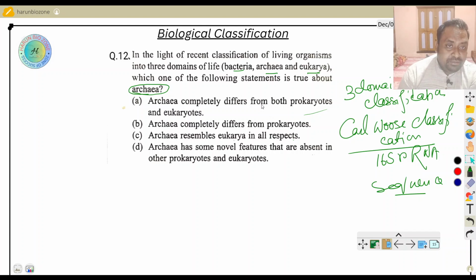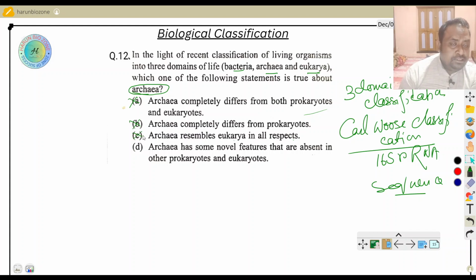Archaea completely differ from both the prokaryotic or not. Archaea is one type of bacteria, but it has some features that are related to eukaryotes. Wrong answer. Archaea completely differ from, or not. Archaea is one type of bacteria or prokaryotes. Archaea resembles eukarya in all aspects, not.